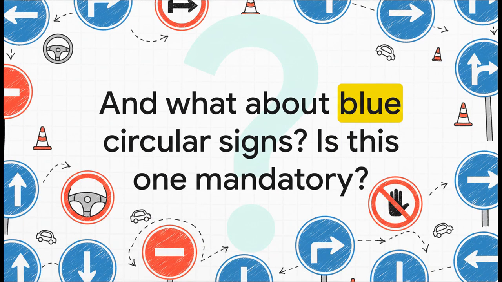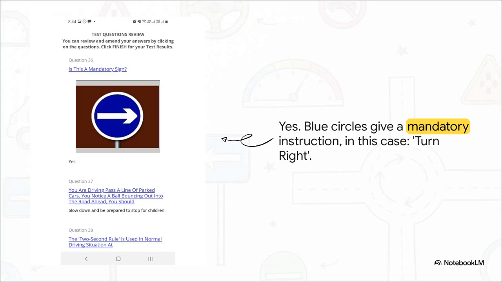Okay, so if red circles mean don't, then what about blue circles? Take a look at this one. It's telling you to turn right. But is that just a friendly suggestion, or is it something you have to do? You guessed it, it is absolutely mandatory. Think of blue circles as the exact opposite of the red ones. They give you a positive command, something you must do. So when you see a blue circle, it's not a suggestion, it's an order.